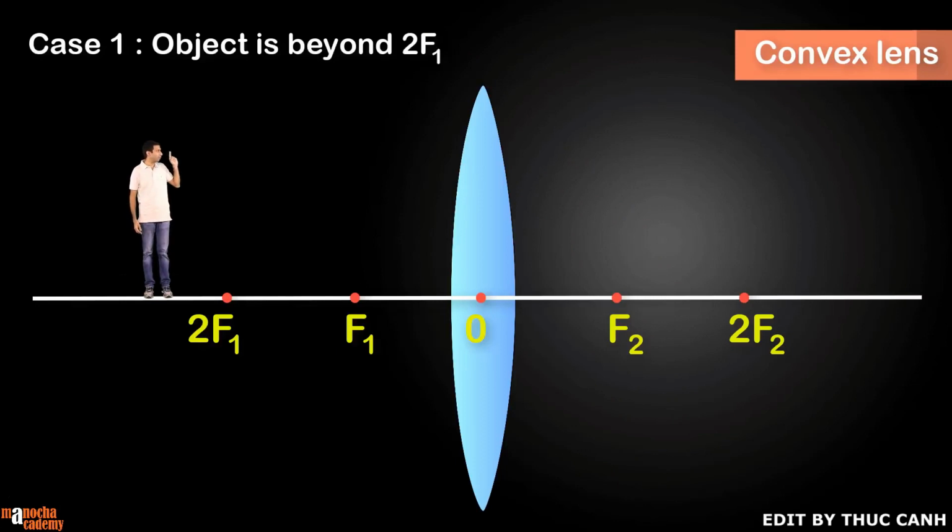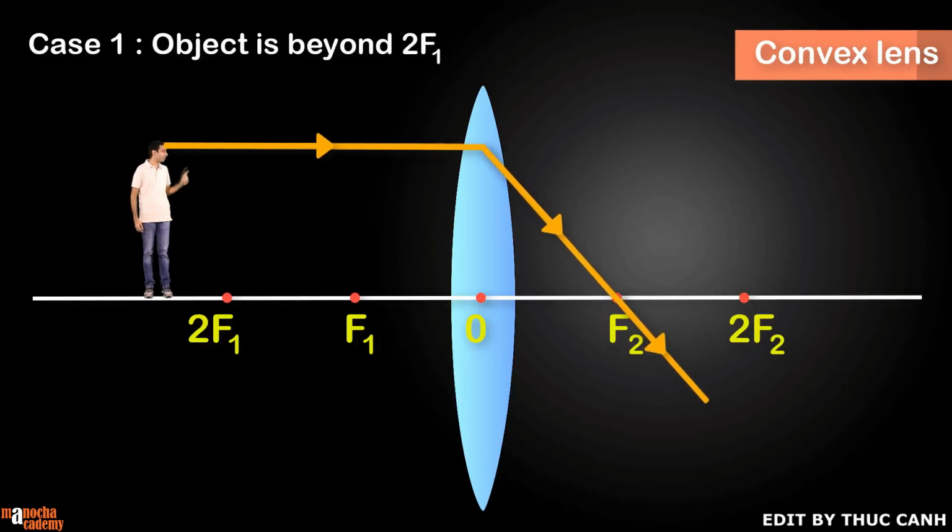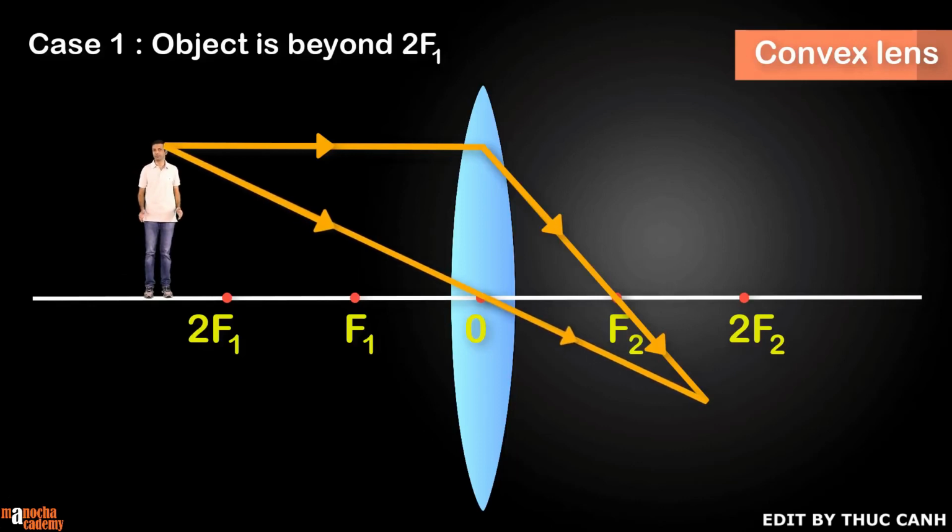The ray which is parallel to the principal axis, after refraction by the lens, passes through the focus. So this is our first ray here. For the second ray, let's use rule 2. The ray which passes through the optical center goes straight through, undeviated.